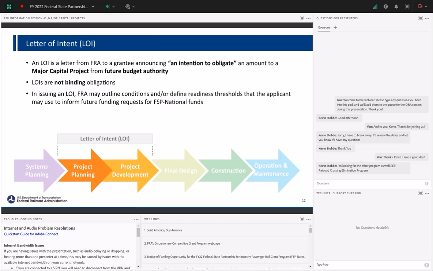So I would say the two main points about LOIs are that it's for the project planning and development phases of the project life cycle, and that they are non-binding obligations of future funding.